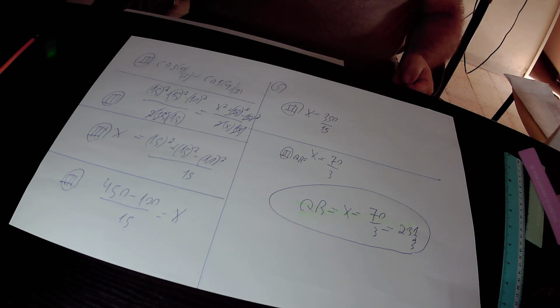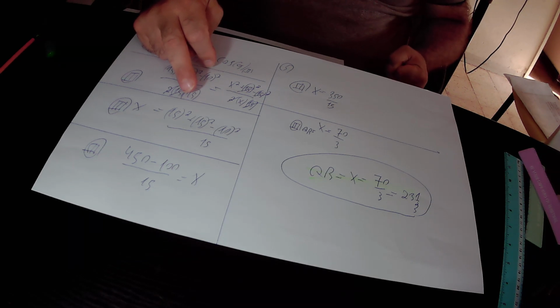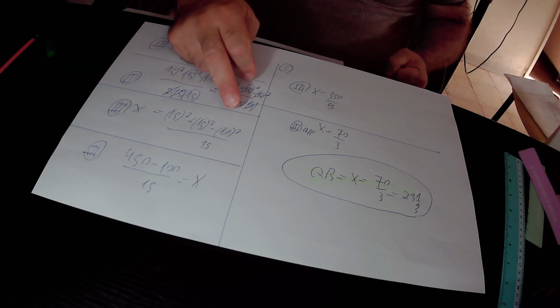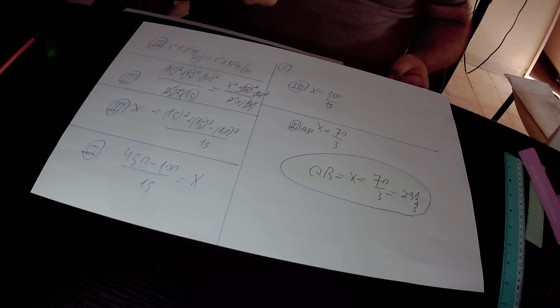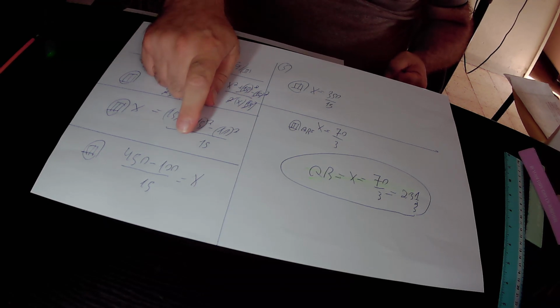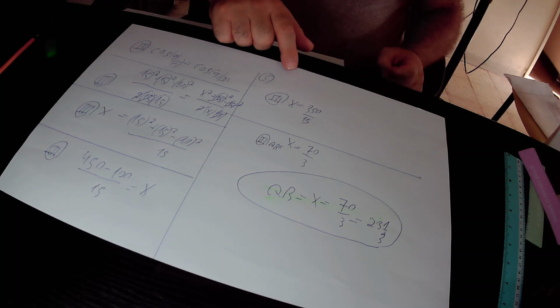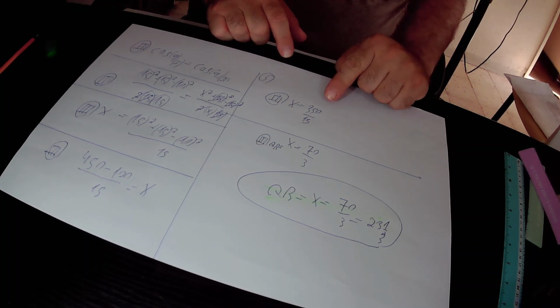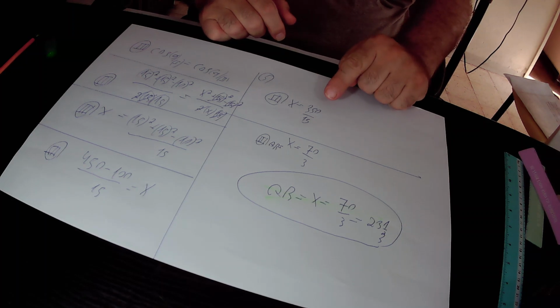So x equals, 15 square is 225, so we have 225 plus 225, that is 450, minus 10 square. 10 square is 100, so it is minus 100 over 15. 450 minus 100 is 350. So in total this expression equals 350 over 15. So x equals 350 over 15. Here we divided both the numerator and the denominator by 5. We found out that 350 over 5 is 70 and 15 over 5 is 3.